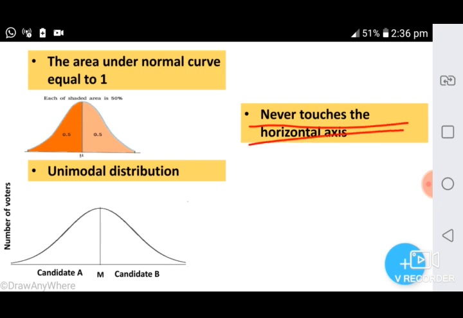The normal curve extends to infinity in both directions, always getting closer to the horizontal axis, but it never touches it. The area in the tails of the normal curve is getting closer to 0. Okay, so the normal curve never touches the horizontal axis.